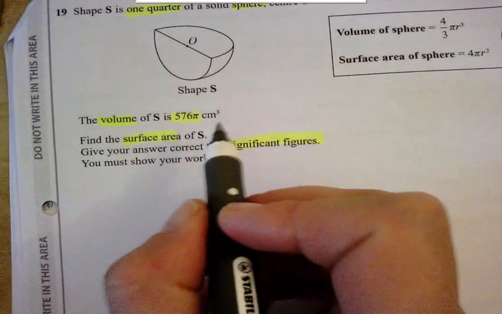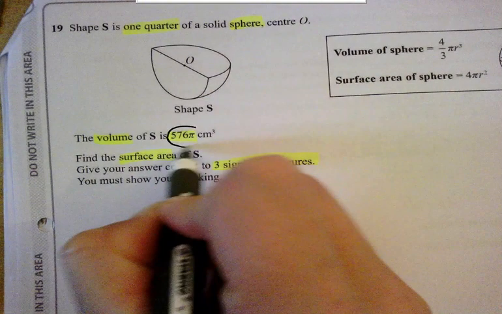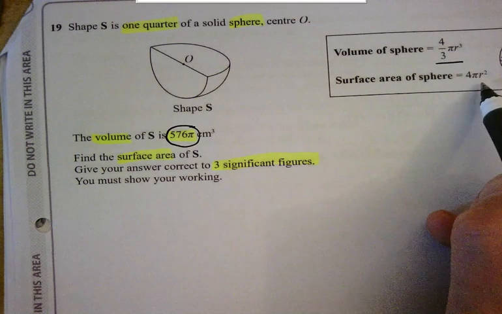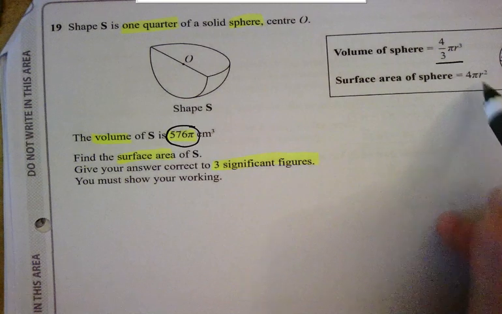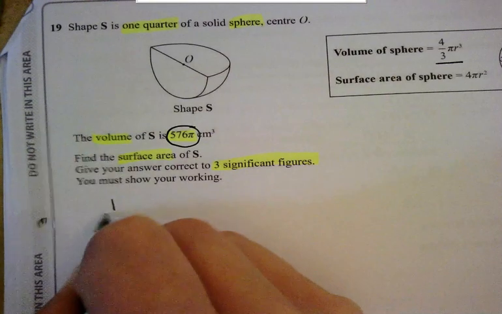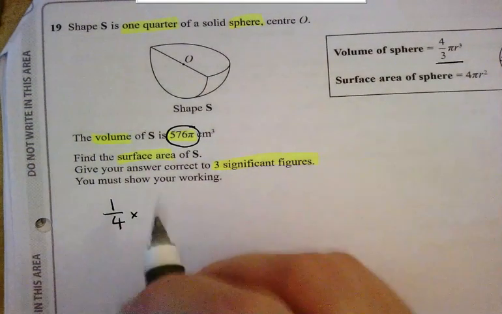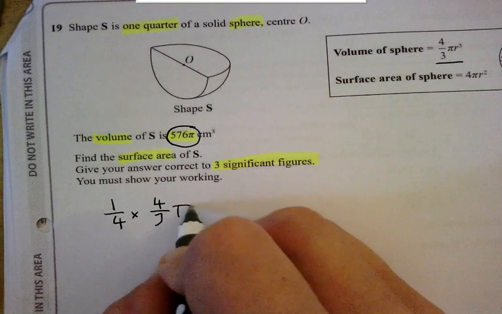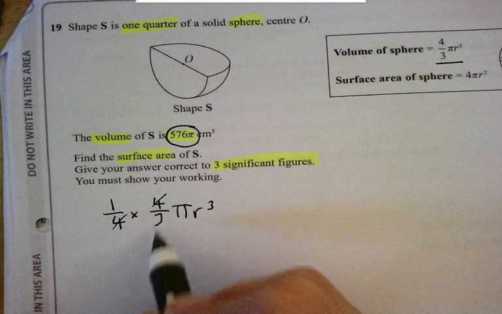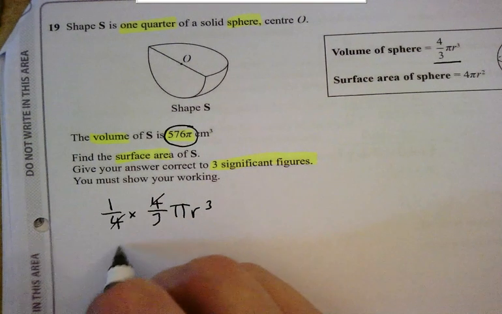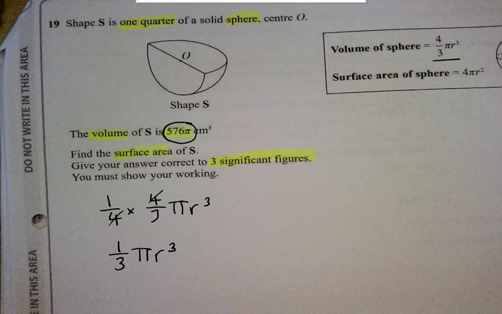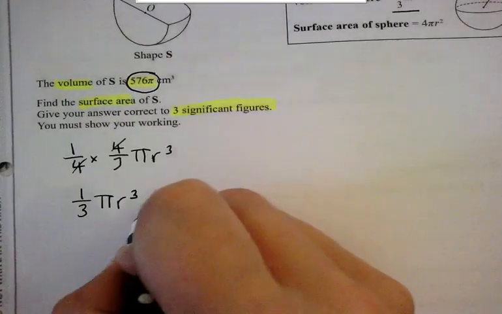So I think what I can do is make this equal to this, and then maybe I can work out the radius, which will help me to find the surface area, because I can see that I need the radius for the surface area. So if it's 1/4 of a solid sphere, I need to do 1/4 of 4/3 pi r cubed, which is going to be the 4's would cancel, or I'd end up with 4 over 12, which would simplify to 1/3, so I'll end up with 1/3 pi r cubed. That is the volume of 1/4 of a sphere, and that must be equal to this.